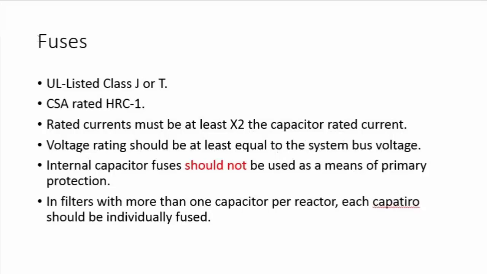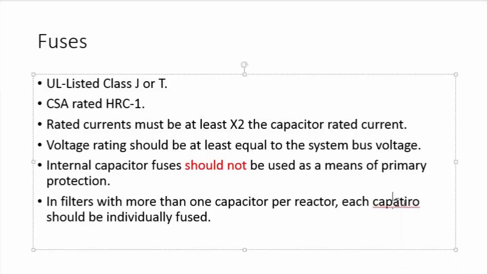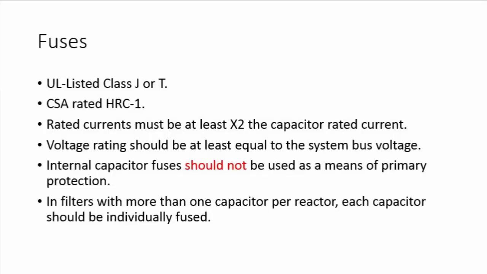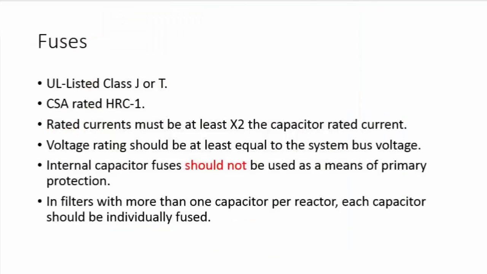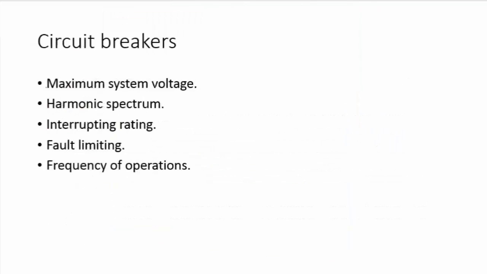And in the filter with more than one capacitor per reactor, each capacitor should be individually fused. For example, in this filter, in this beautiful filter, I think there are 6 capacitors per reactor, and each and every one of them should have an individual fuse, and then you need a fuse upstream, and then a main disconnecting device. These are all the recommendations of the IEEE standard.